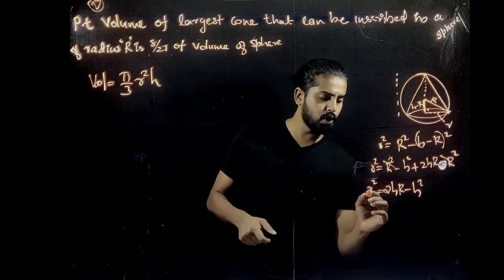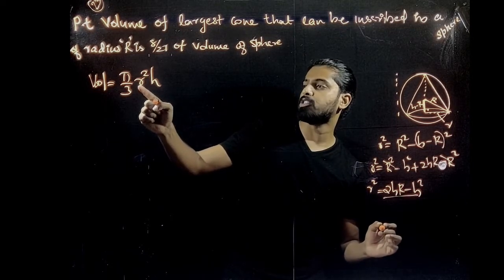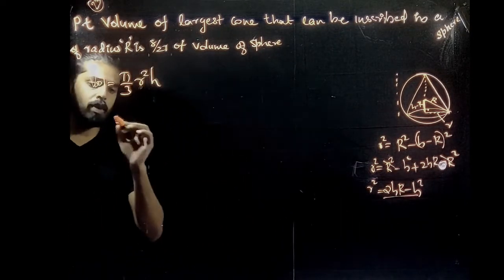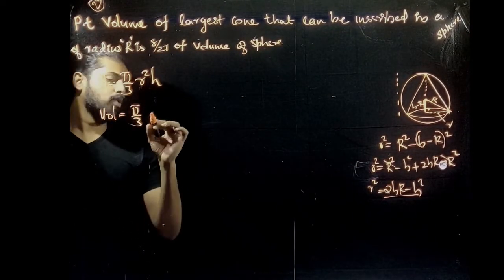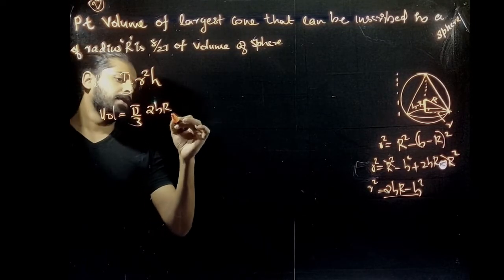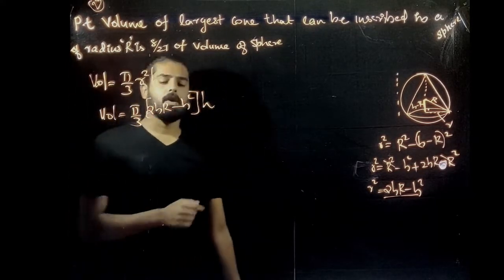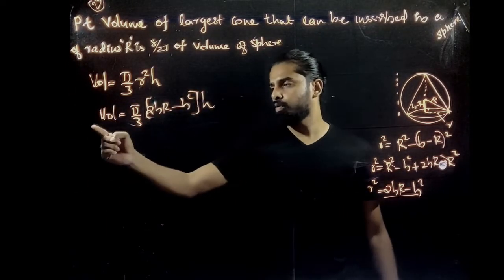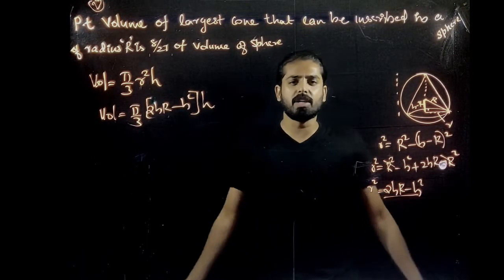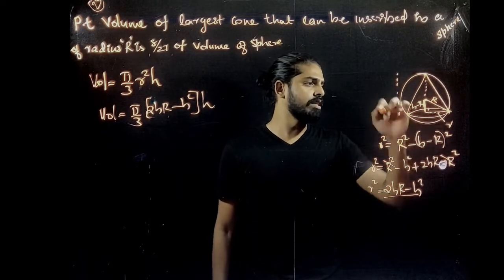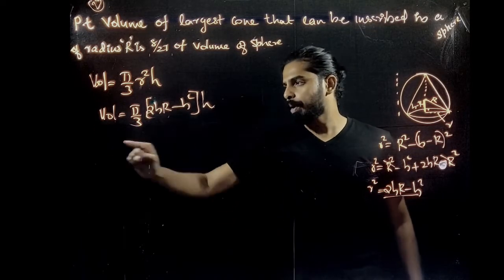And now we can substitute this r square, 2hR minus h square, at the place of r square. So volume equal to pi by 3 into (2hR minus h square) the whole into h. Now this volume function only depends on h, since this capital R is a constant that doesn't change. The sphere is fixed, so capital R never changes. So this depends only on h.